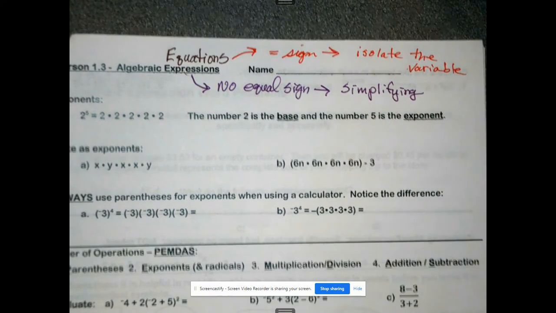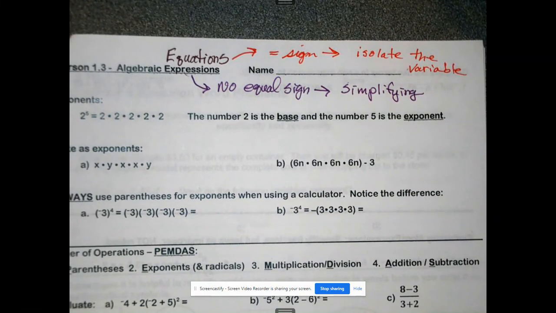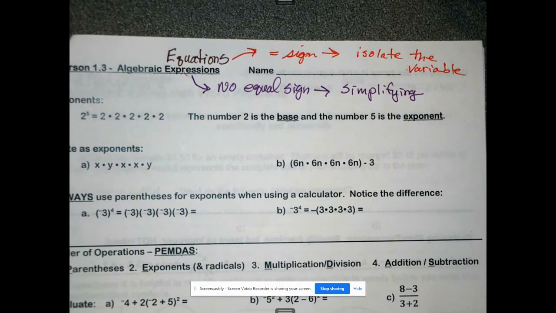So you're not going to be isolating. You don't necessarily have to isolate the variable. You can have a number of terms in your answer, and there's no equal sign. It always confused me, and it wasn't until college that somebody actually explained the terminology to me. We didn't have that nice terminology back in the Stone Age. So I just wanted to clear that up.